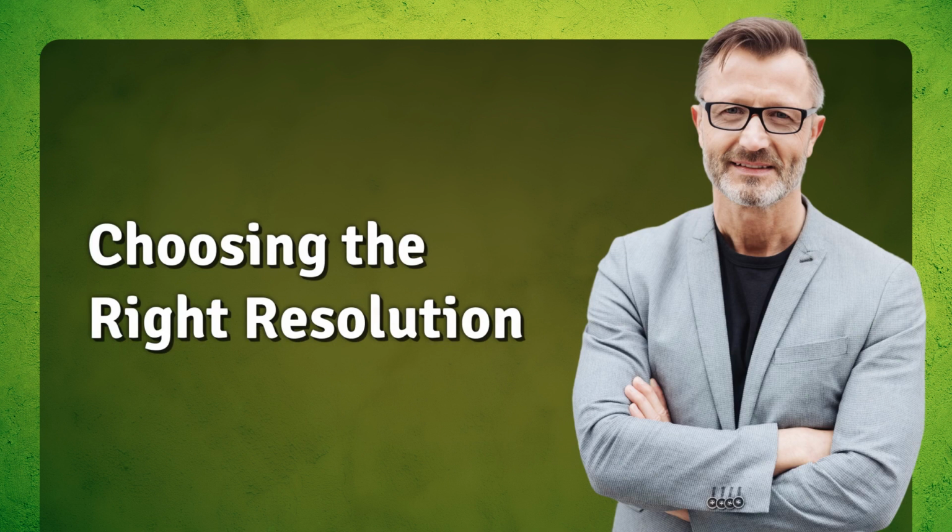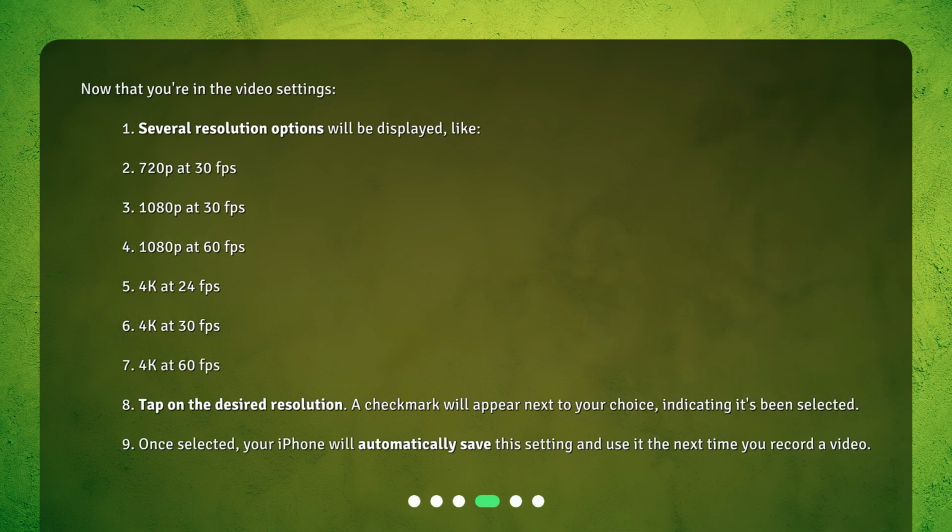Choosing the right resolution. Now that you're in the video settings, several resolution options will be displayed, like 720p at 30 fps, 1080p at 30 fps, 1080p at 60 fps, 4K at 24 fps, 4K at 30 fps, and 4K at 60 fps.